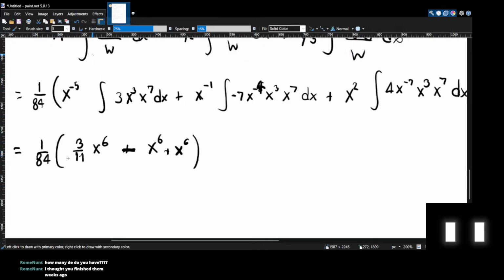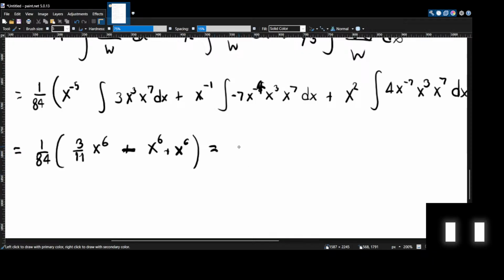I just don't. Why can't I write? Right, that's why. Okay, there we go. So this will be negative x to the 6, and I thought you finished them weeks ago. How many DE did you have? Well, I have a course on differential equations, so I just have new ones every week. This is one of them, obviously.